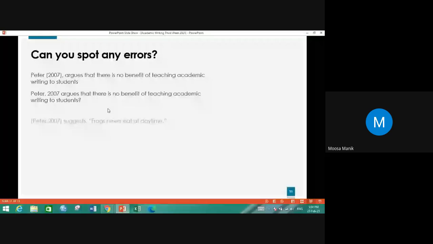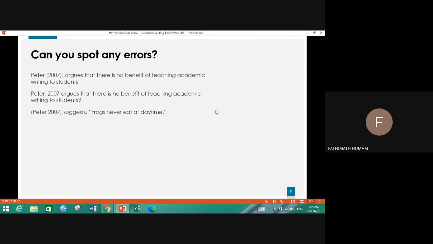And Peter 2007 suggests, comma, "frogs never eat at daytime." Full stop, inverted commas. Your suggestions. The name should be out of the bracket, so Peter should be outside the bracket. And 2000 suggests, and then you have a comma there, and open inverted commas. All right, so is it correct? After those changes, yes. Okay. Any other suggestions? Or do you think you can spot any errors?